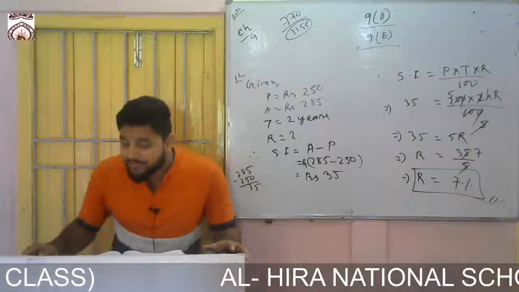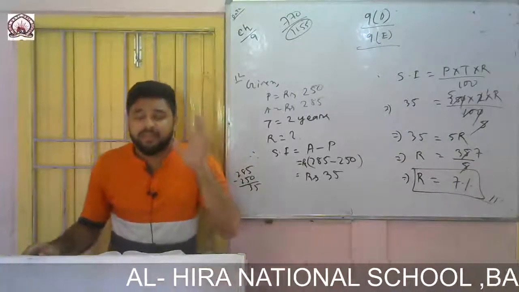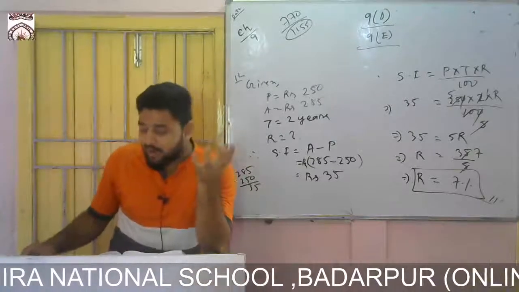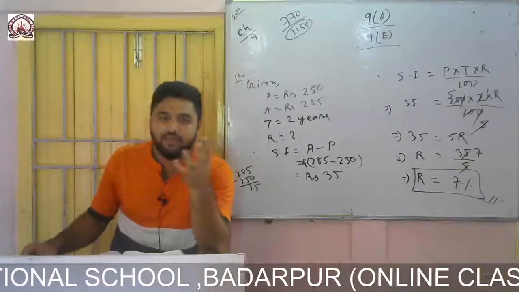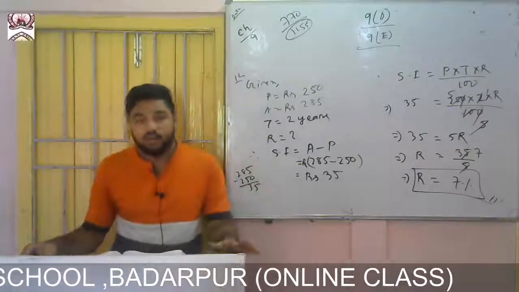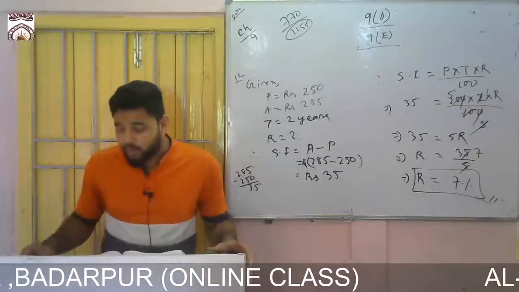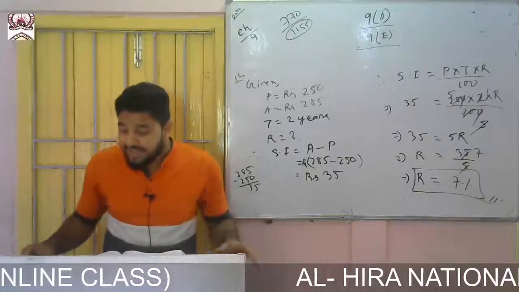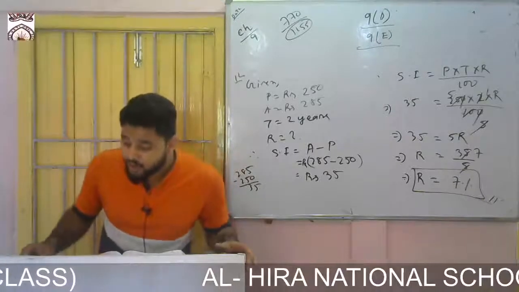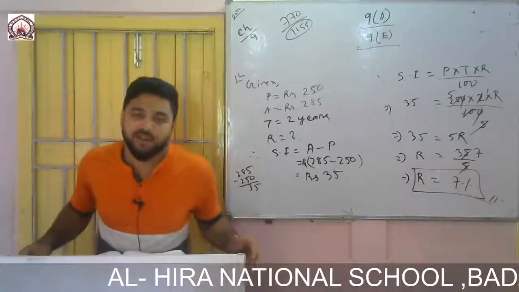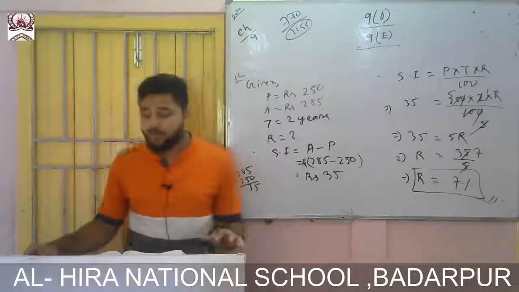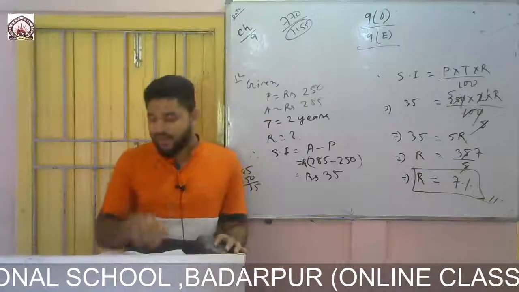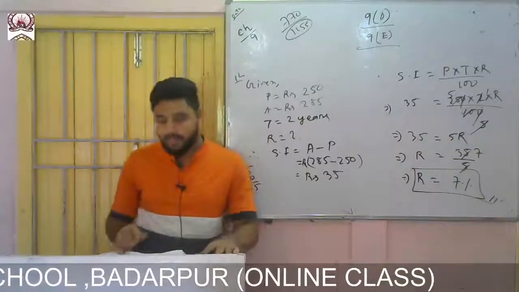That means in 4 years a person kept rupees 400 in a bank, then he got the amount after 4 years, rupees 480. Now the question asked is, what will it amount to if the rate of interest is increased by 2%? If the rate of interest is increased by 2%, then what amount will he get? So we need to find that rate of interest.